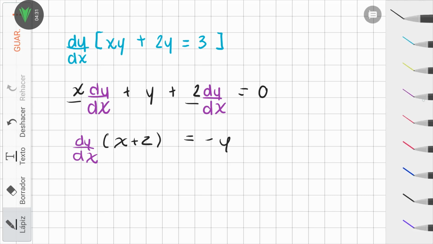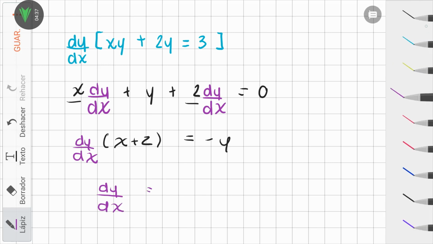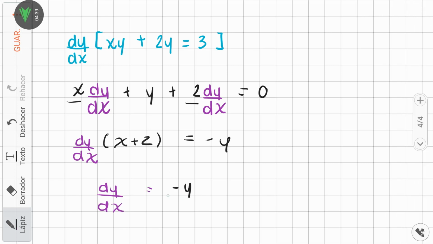And then simply solve for dy/dx. So that will be dy/dx is equal to negative y over x plus 2. And that is the derivative of this function.